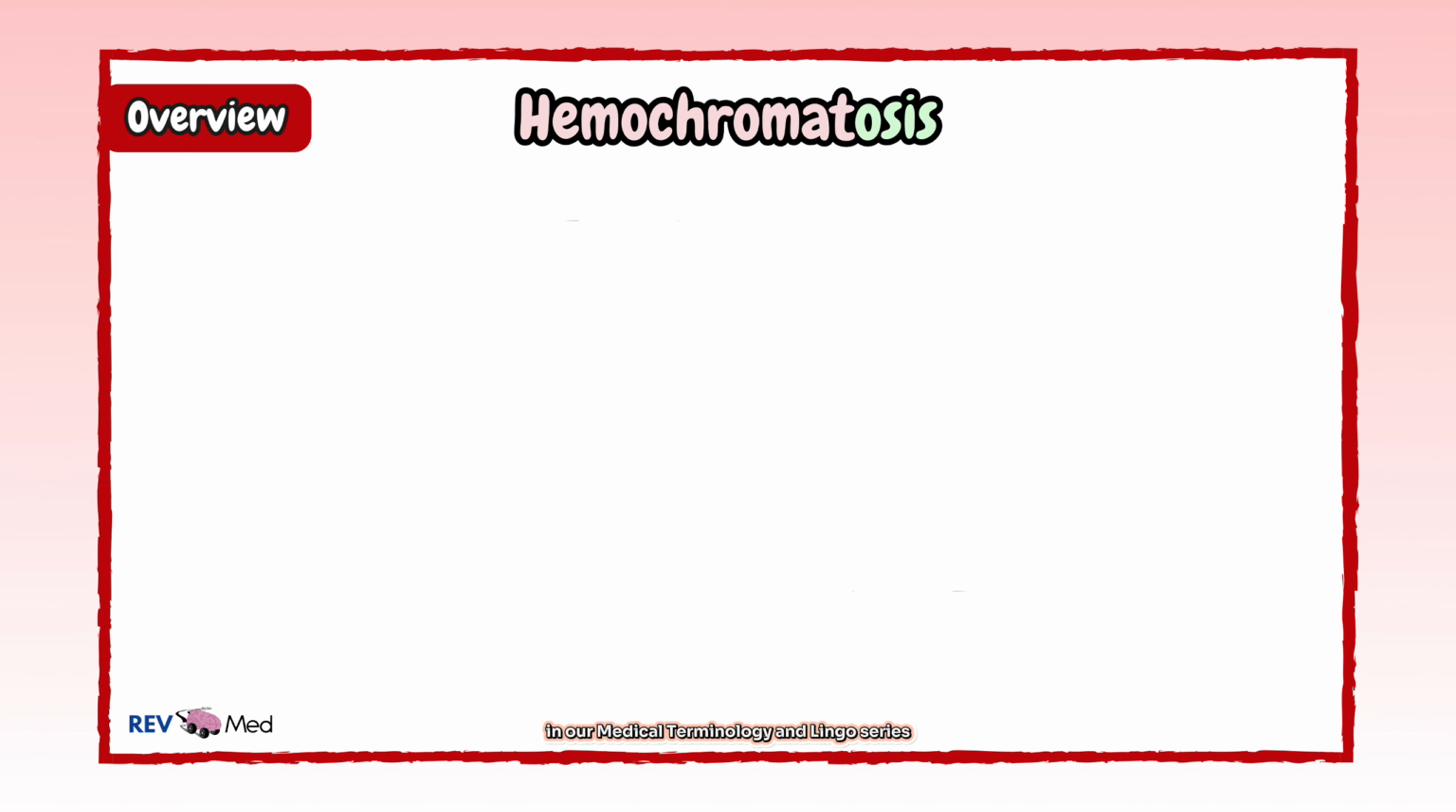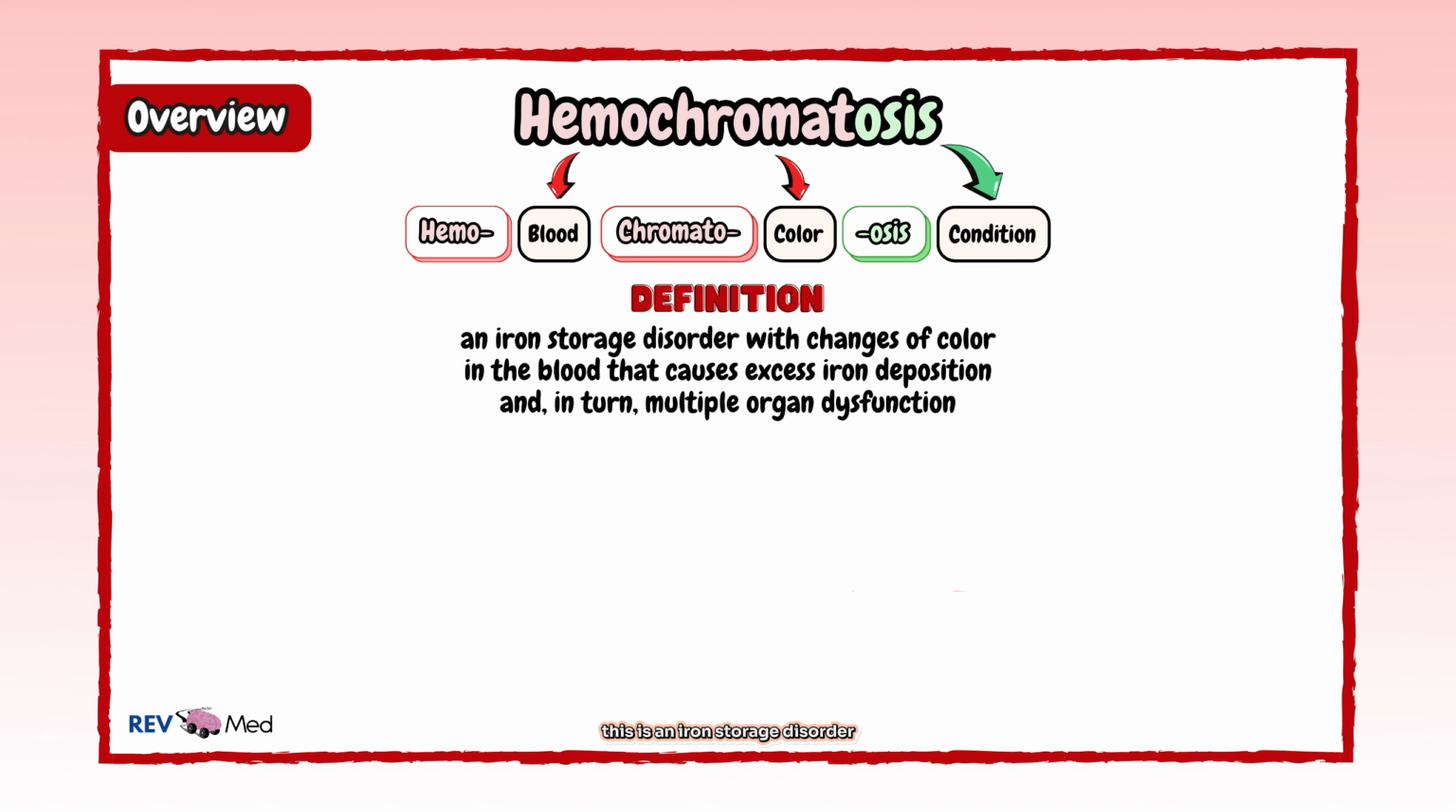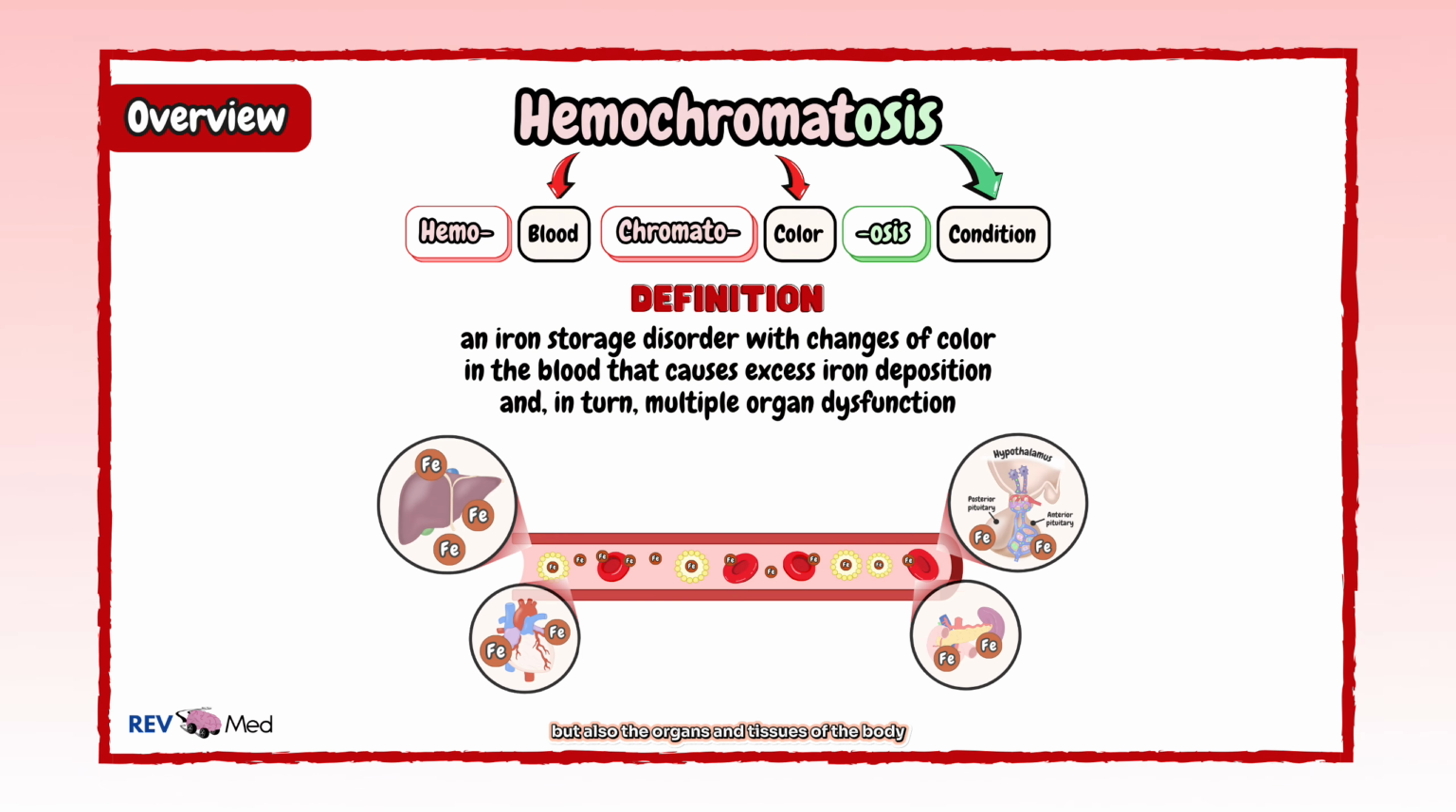Overview. First off, you heard hemochromatosis in our medical terminology and lingo series. We asked you to break this word down. Let's do it now. Hemochromatosis. Hemo means blood. Chromato means color, and osis means condition. This is an iron storage disorder that causes changes of color in the blood, but not only the blood, but also the organs and tissues of the body.